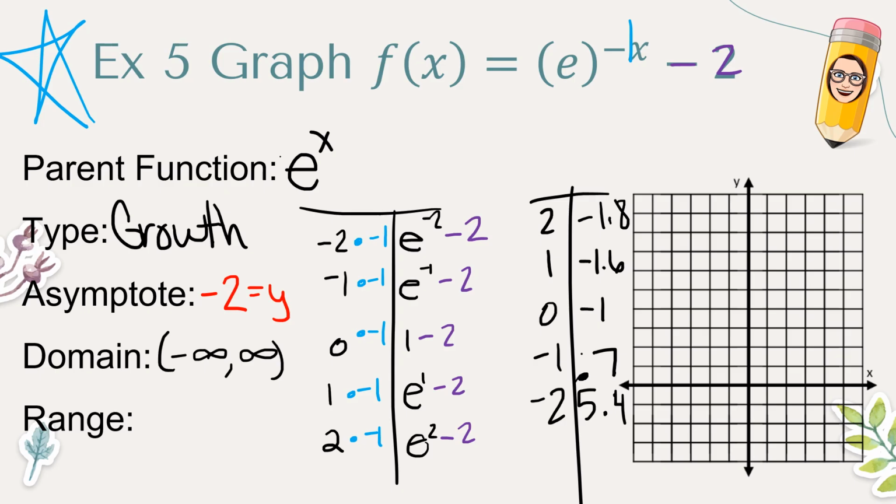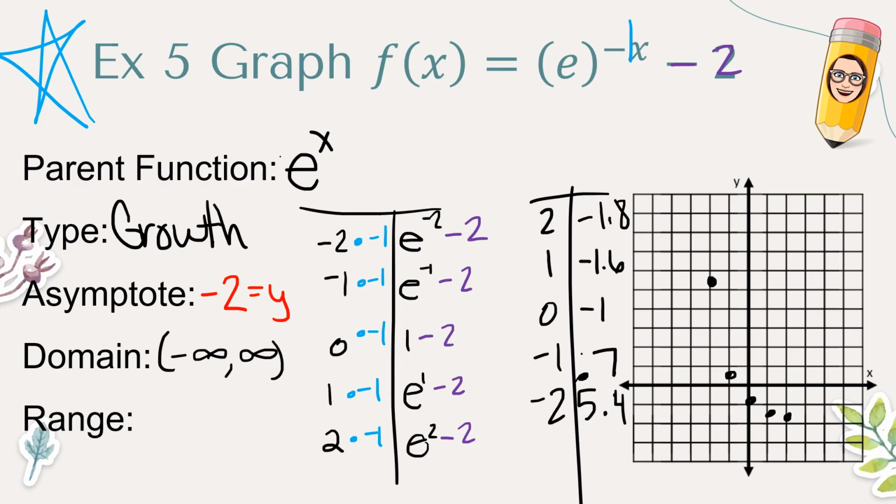Interesting. Okay, so at 2, I'm at negative 1.8. At 1, I'm at negative 1.6. At 0, I'm at negative 1. At negative 1, I'm at 0.7. Sorry, I can read. 0.7. And at negative 2, I'm at 5.4. That's how I knew I was wrong, because I'm like 5.4. That doesn't make sense. 5.4.